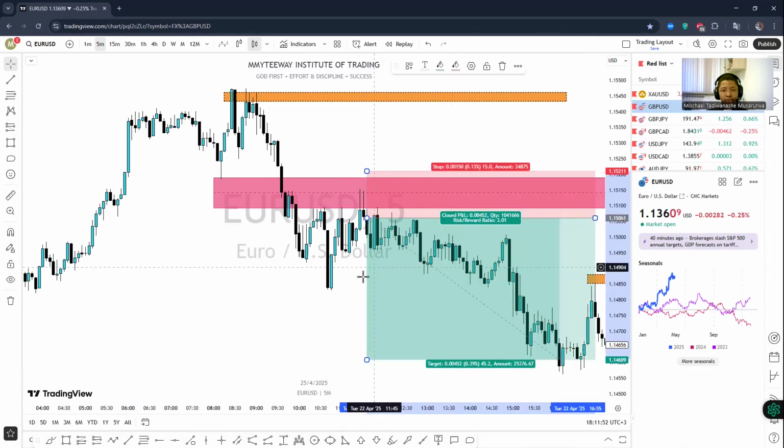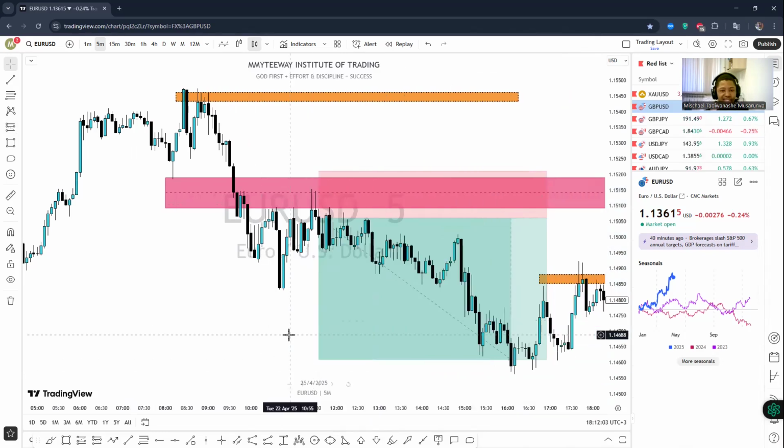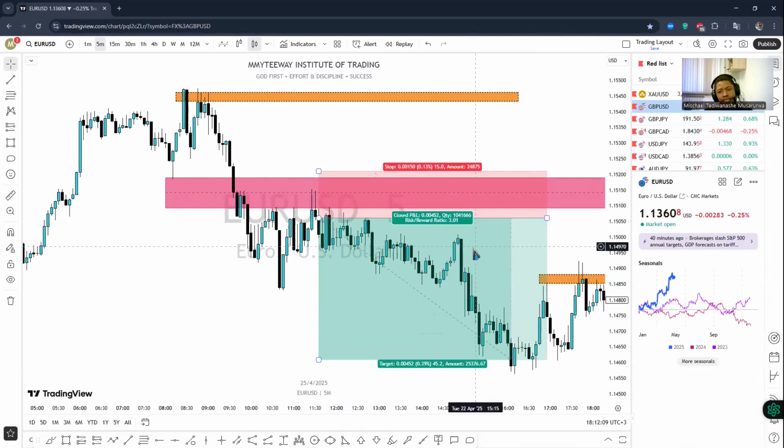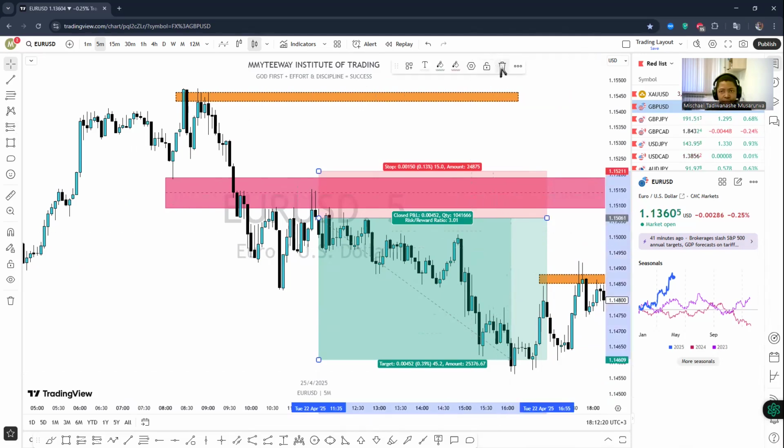So it played from around 12 p.m. to 4 p.m., which is about 4 hours. That is good. It's about 3 hours 25 minutes. So this is good, guys. This is how we just use the fair value gap, and lastly we use the Fibonacci retracement, right?